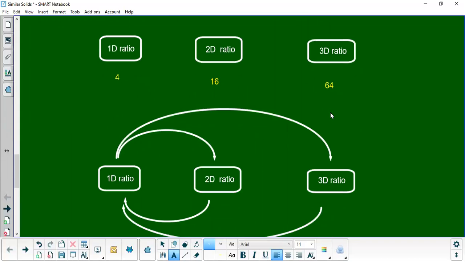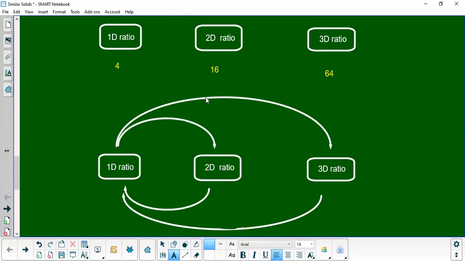How do we go from one to the other? How do we go from 4 to 16? Well, because we had length times width, or side times side, we multiplied each side by 4. So that's squaring it. In order to go from here to here, we have to square it. So from the 1D ratio to the 2D ratio, 4 times 4 is 16. And how do we go backwards? Well, what's the opposite of squaring? It's square root. Square root of 16 is 4. That's how we go from the 2D ratio to the 1D ratio.